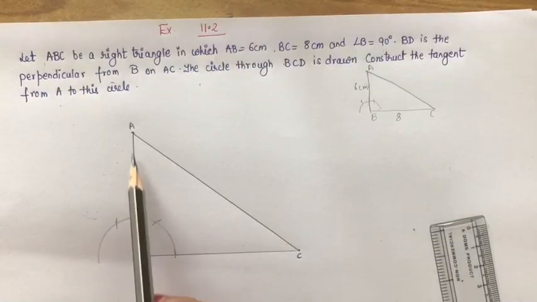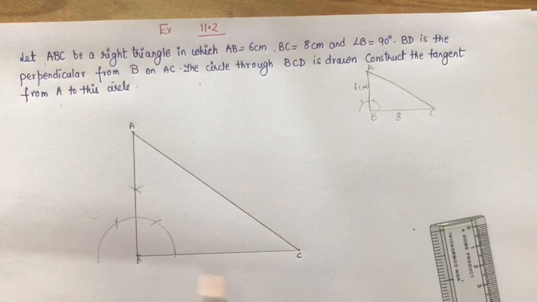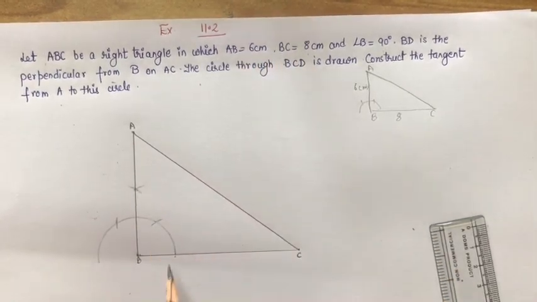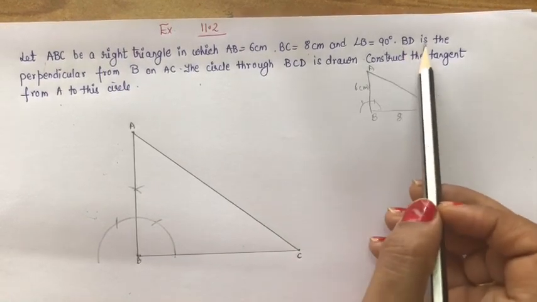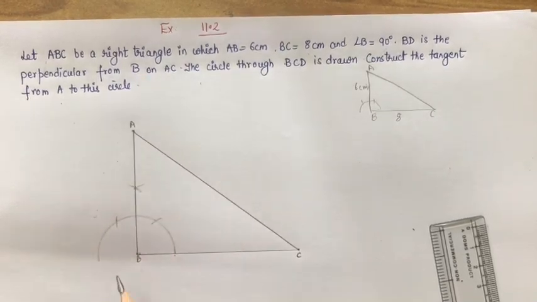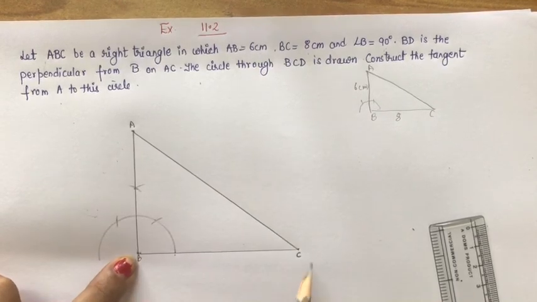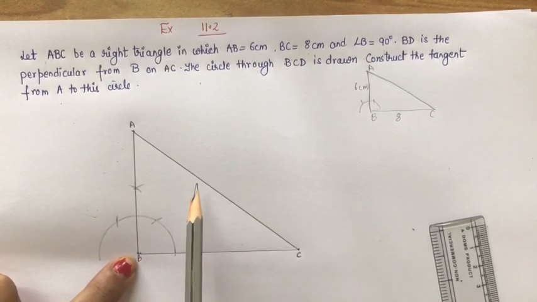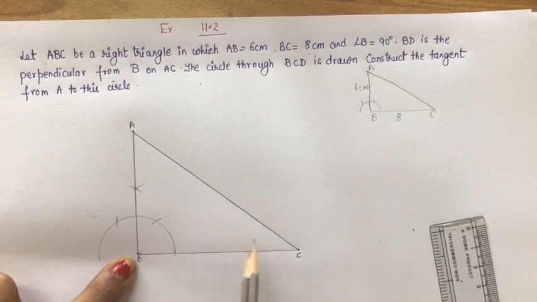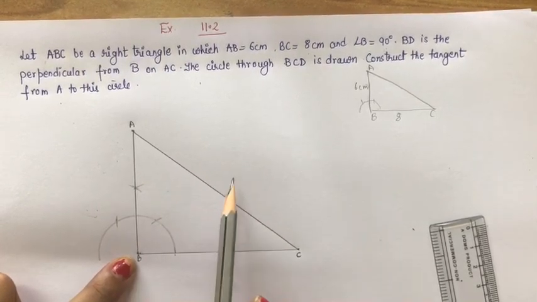So children, in this way we have constructed a right angle triangle ABC in which BC is 8, AB is 6 centimeter and angle B is 90 degree. Next we are going to do the next part. BD is the perpendicular from B on AC. Means from point B you have to draw a perpendicular on AC. So how are we going to draw? Which point I will join on this line? So I have to draw a perpendicular.